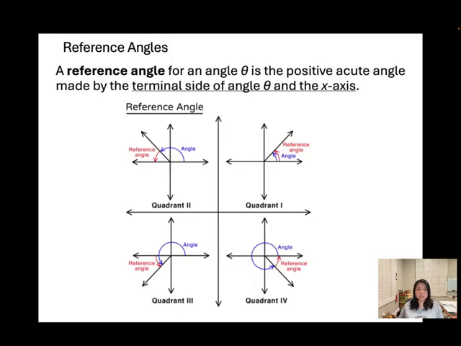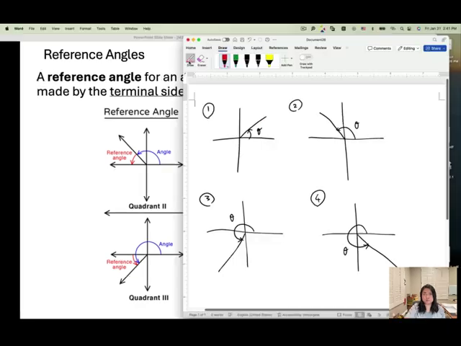Reference angle. A reference angle for an angle theta is the positive acute angle made by the terminal side of angle theta and the x-axis. I want you guys to highlight this one: terminal side of angle theta and the x-axis. So when I give you an angle theta, you need to know how to find the reference angle. Let me show you some examples.